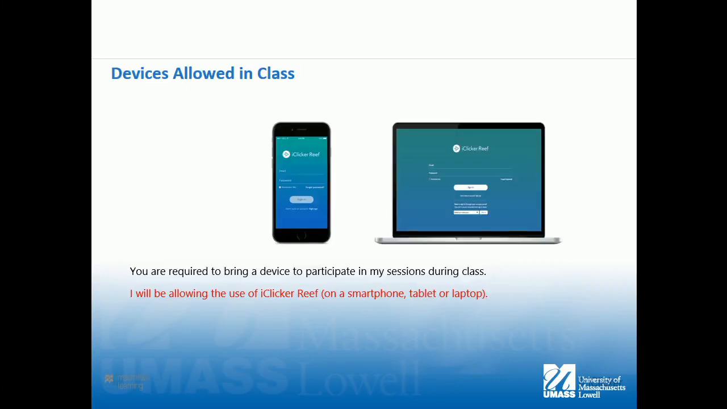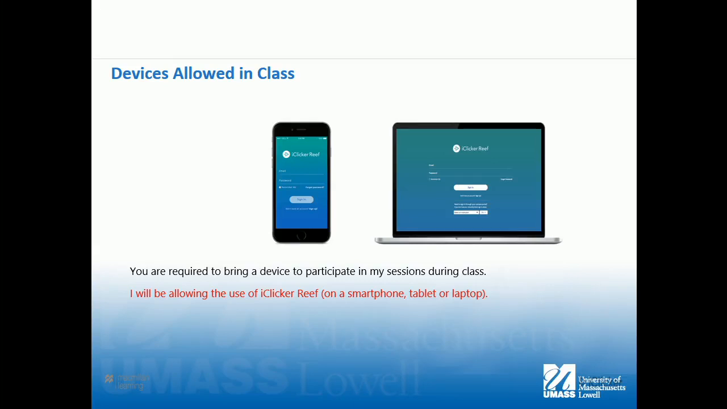The reason I need you guys to bring your cell phones or your laptops to class, not that if I said don't, you would stop. It's a good reason to check your text, right? But we're going to be using iClicker Reef instead of the actual clicker device. This course is participating in the higher program, which means it's available to you.